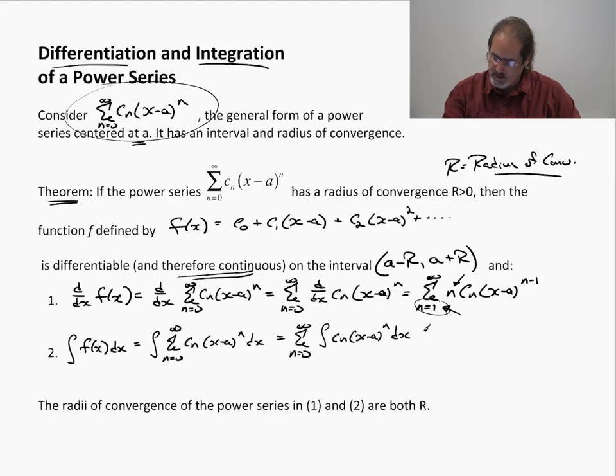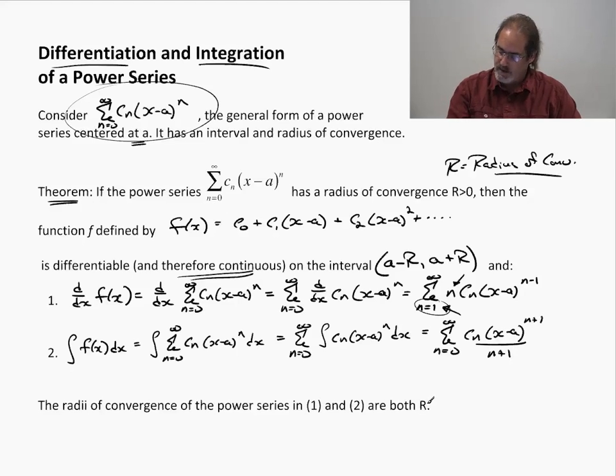Well, this is going to be equal to the sum, n equals 0 to infinity, of Cn times x minus a to the n plus 1 over n plus 1. And see here, it's okay if n equals 0, because I don't have anything that's undefined, and when n equals 0, it's not equal to 0, so that term doesn't fall out.